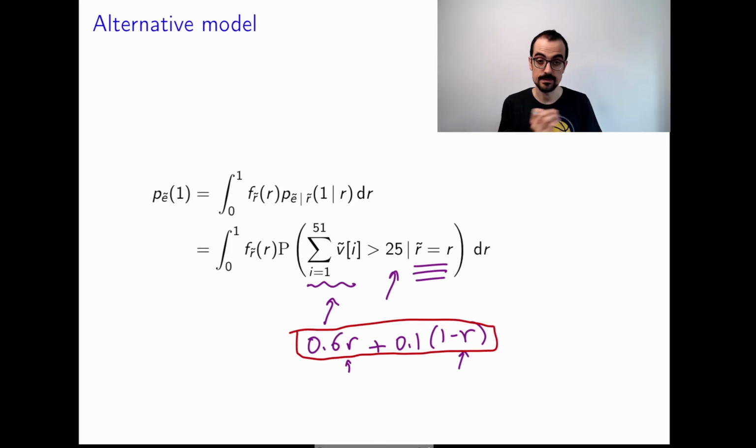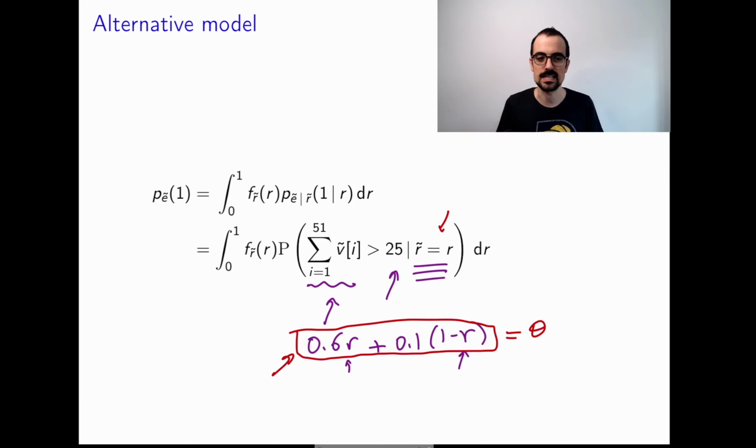So we have 51 random variables, Bernoulli random variables, all with the same probability of being equal to 1, which are conditionally independent given this. What is that distribution going to look like? It's again a binomial, but the crucial difference is that now it's a binomial with this parameter conditioned on R. And so theta is that, and the n parameter is still 51.